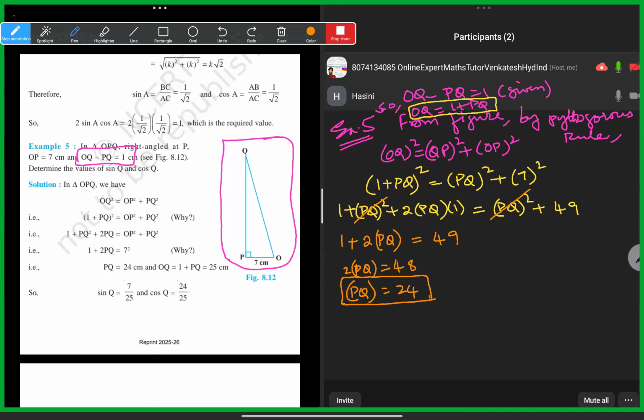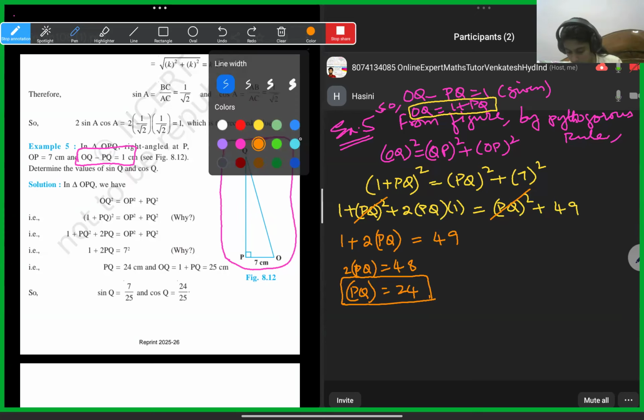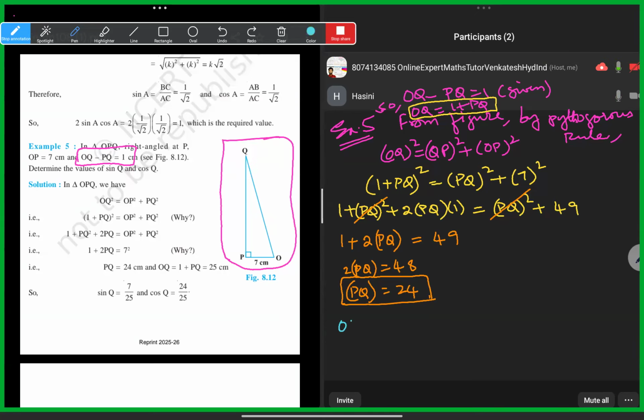Any doubt, Hasni? No doubt, sir. Okay, now we got the PQ value. Using PQ, we can find OQ also. In the starting, that box is there, no? Yes, sir. Using that, we can find OQ now. OQ is equal to 1 plus PQ, so OQ is equal to 1 plus 24, which is 25.